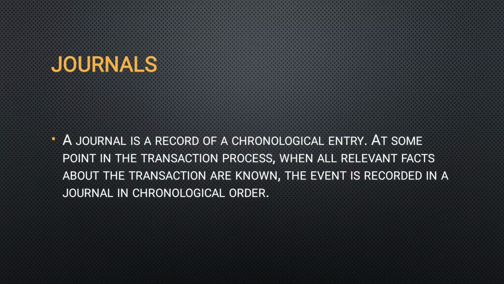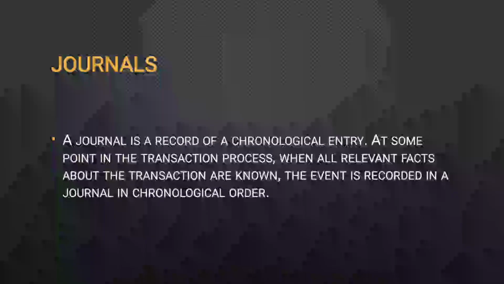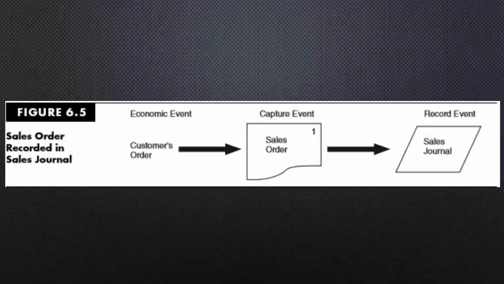So, yung next naman is about journals. A journal is a record of a chronological entry. At some point in the transaction process, when all relevant facts about the transaction are known, the event is recorded in a journal in chronological order. So, dito naman sa journal, yung documents, yung primary source of data for journals. Ito yung tungkol dun sa journal.